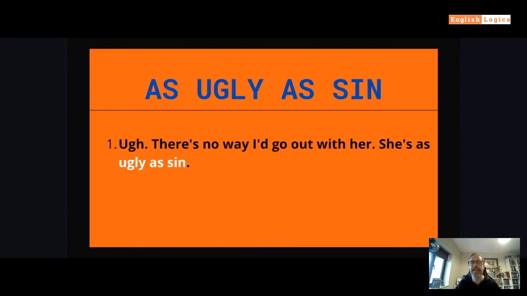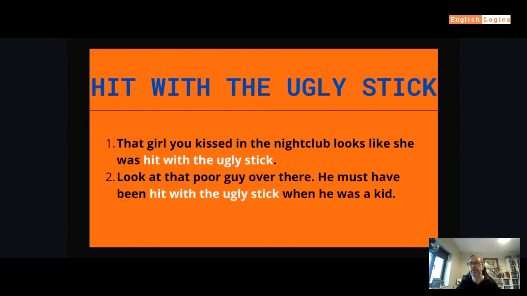The next idiom is as ugly as sin. Oh, there's no way I'd go out with her. She's as ugly as sin. So you see that these so far are about physical appearance and they're insults. Okay, they're going to offend people. So be careful how you use them.